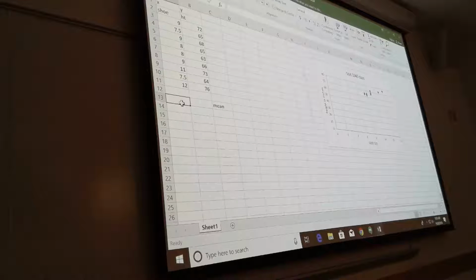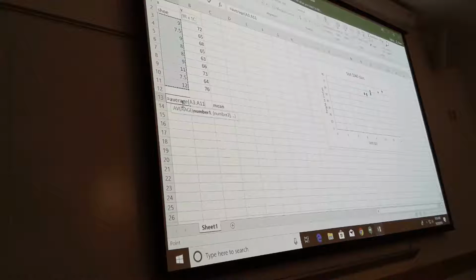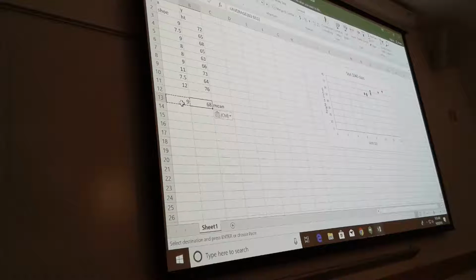What is it? Add them together and divide the quantity. Is there a better method than that? Yeah, you can type an average. You can type in average, and then you say, curse Bill Gates for not using the right word, right? Okay, the average of that, so the average shoe size is a 9, and the average height is 68 inches.